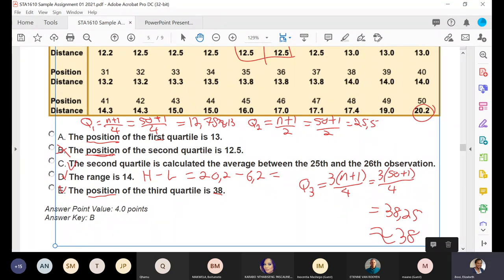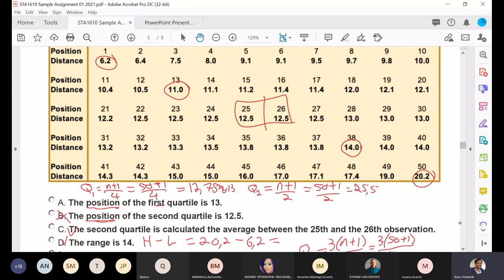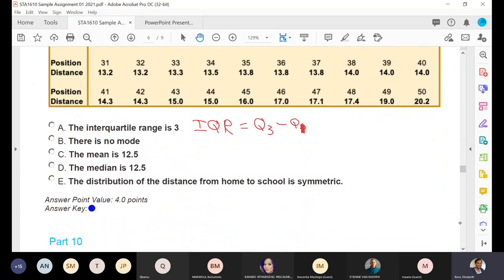For our Q3 value, we need to go to position 38, which is 14. Keep that in mind, record it somewhere. And we need to go to the Q1 value. We said it's on position 13. So we go to position 13. That is the value that we take in, 11. So it's 14 and 11. Come to your question and you say Q3 is 14 minus 11. What is your interquartile range? It will be 3. That means that is correct.